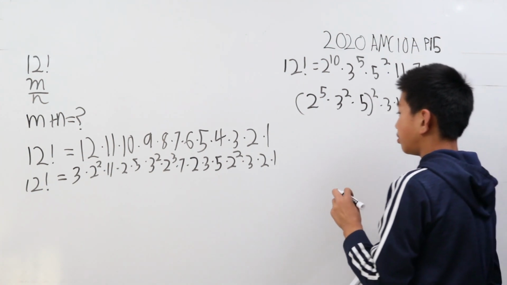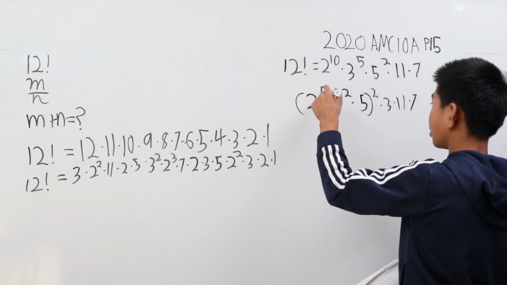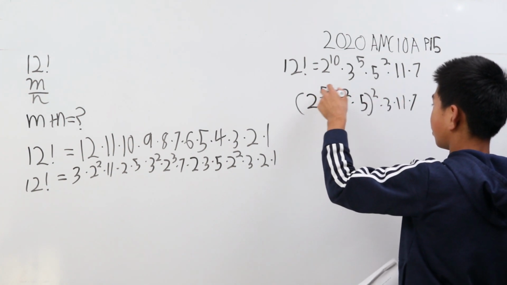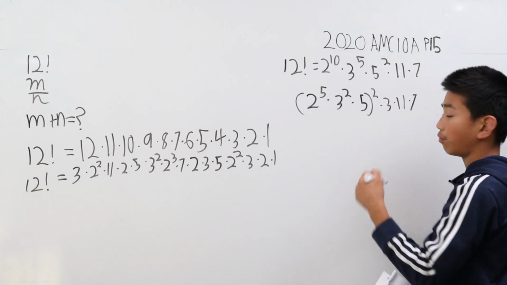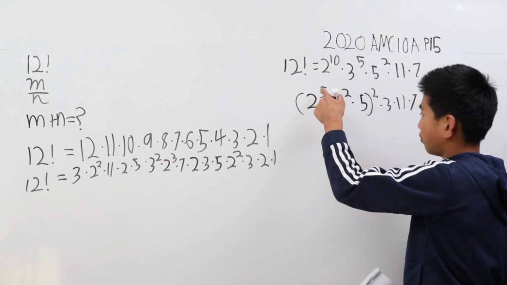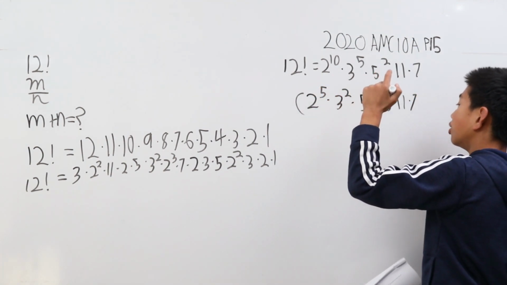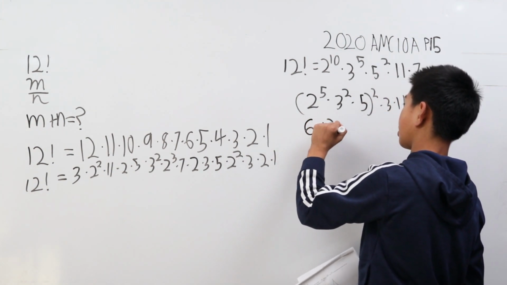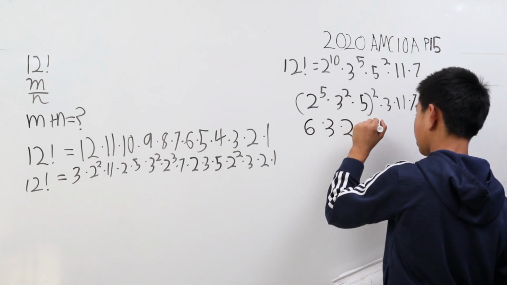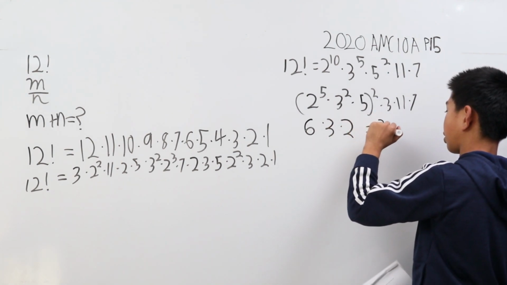What we can do is really just find out how many numbers are in this by using the number of factors formula. This is going to be 5 plus 1, times 2 plus 1, times 1 plus 1. This is going to be 6 times 3 times 2. This is going to be 6 times 6, or 36.